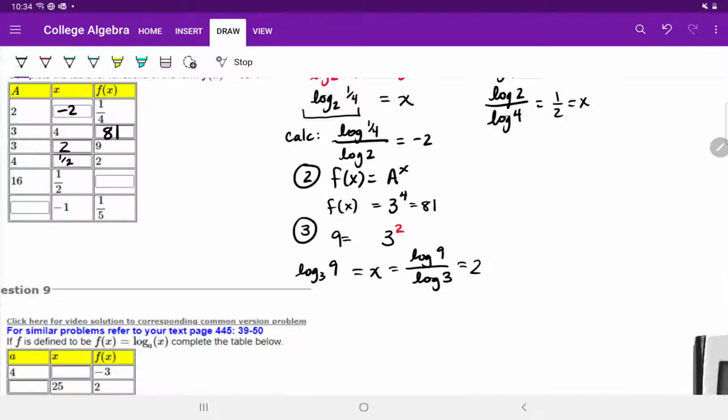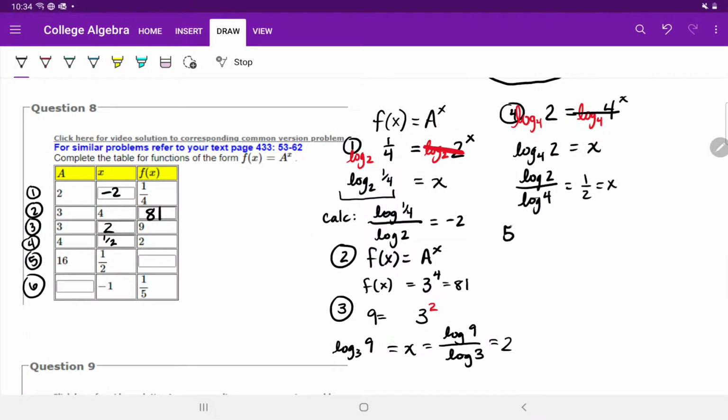All right, number 5. In number 5, our f of x value is unknown. Our a value is 16, and our x value is 1/2. So this one's going to be pretty easy to calculate as well. You can use a calculator, or most of us know that 16 to the 1/2 power is the same as the square root of 16. So that would mean that f of x is equal to 4.